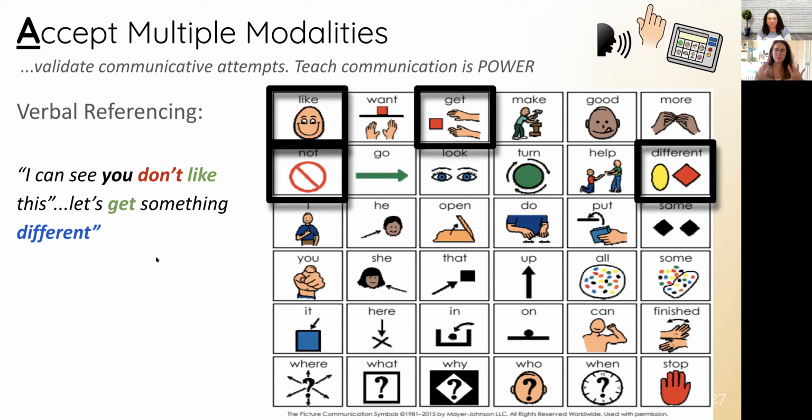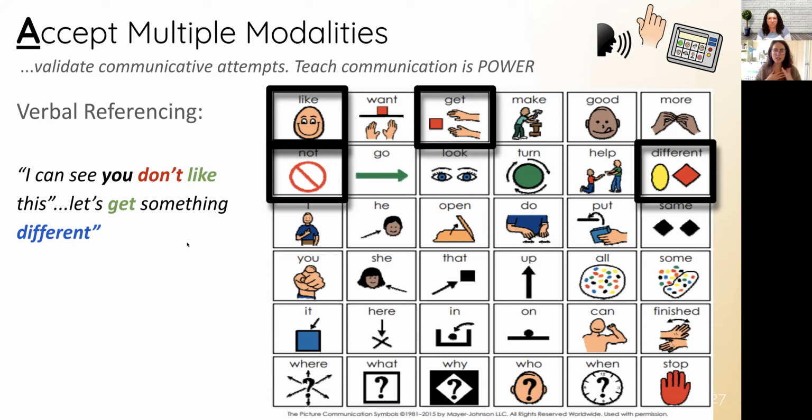And so we're taking that communication attempt that they are expressing unaided with their body, and we are showing how they can also express that with an aided system, with a symbolic system, with their AAC system.